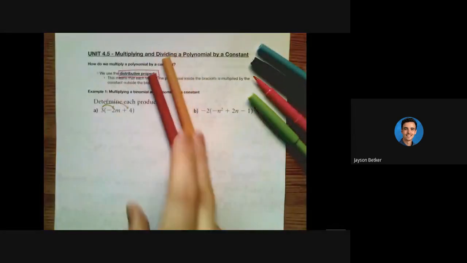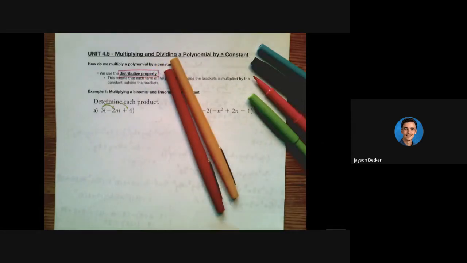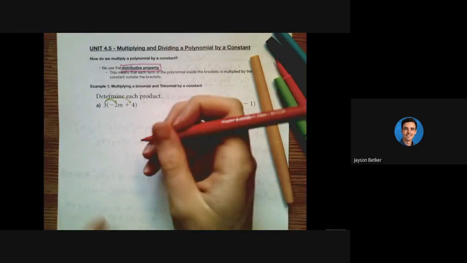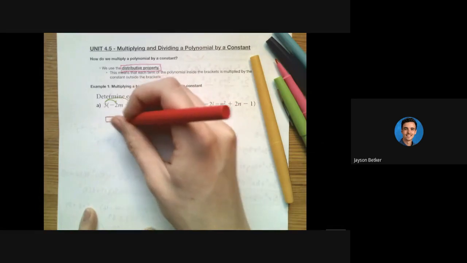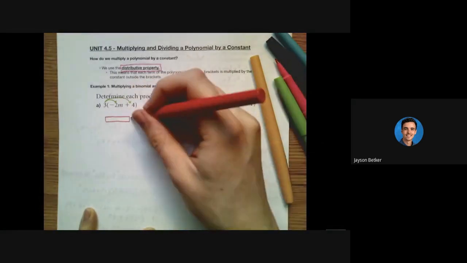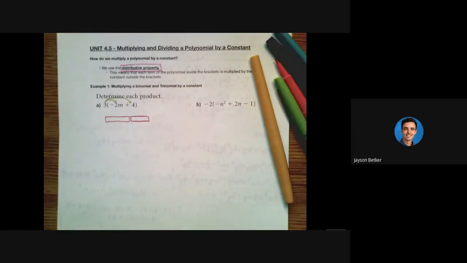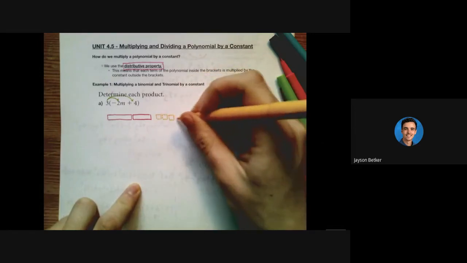So remember, I'm going to use yellow for positive, red for negative, okay? So for this one, let's draw out what the algebra tile looks like for our term inside the bracket. We have negative 2m. I'm going to draw it horizontal, and I'll show you why after. So there's negative m, and there's another negative m. And then beside it, let's put our positive 4. 1, 2, 3, and 4.